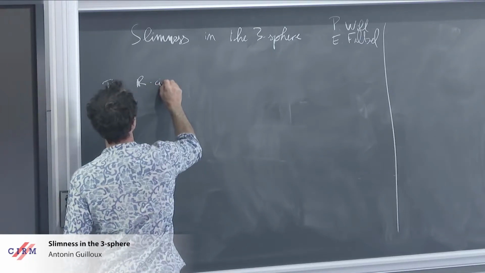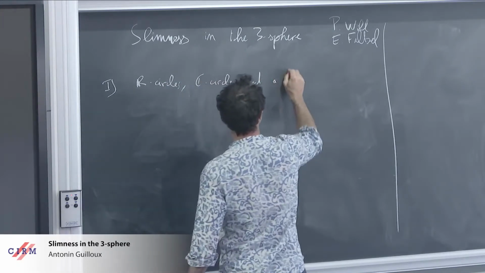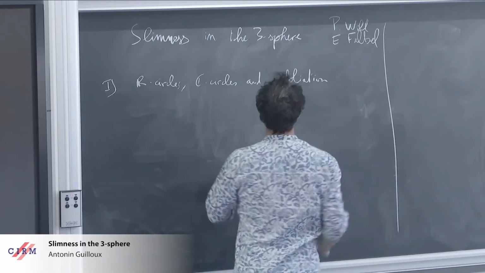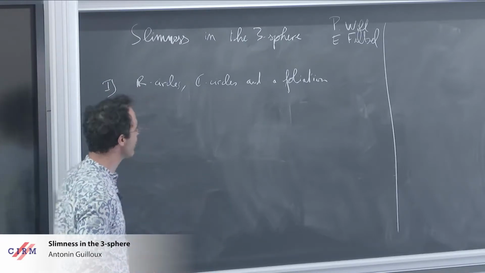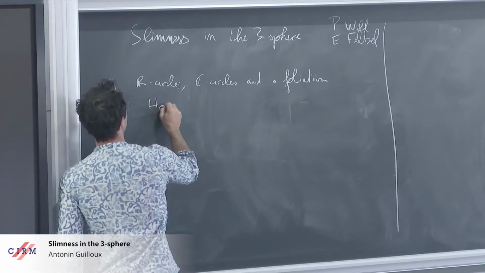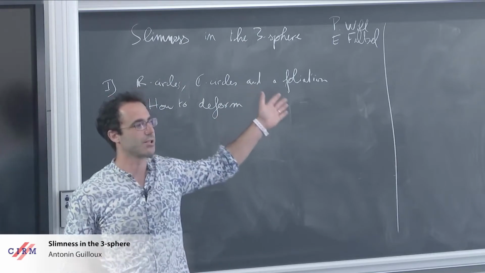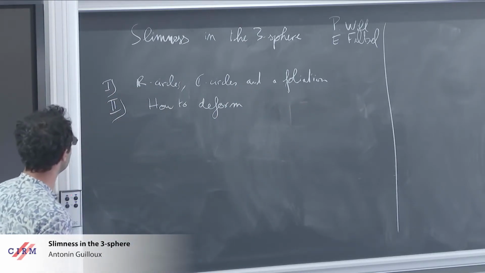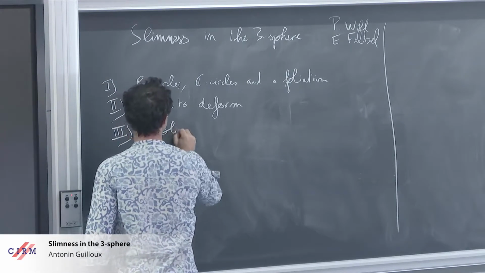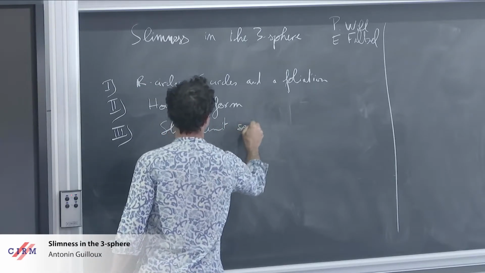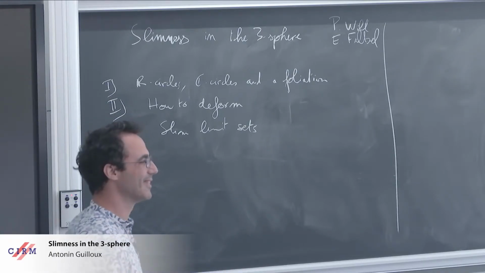So let's begin slowly. Before the beginning, the plan of the talk: I will speak about R circles, C circles, and the foliation of the sphere. Then I will try to give some insights on how to deform the situation I would have described in the first part, and then a discussion of slim limit sets. There is a secret 4th part, but I'm not sure that I will be able to talk about that.